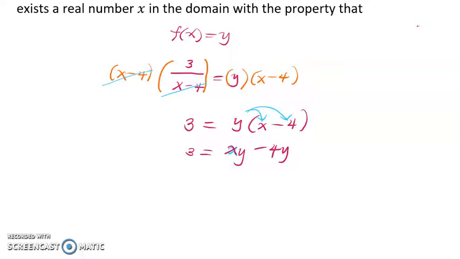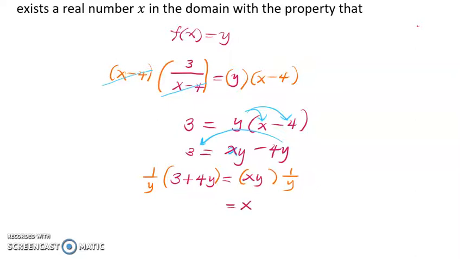Okay, then we solve for x. So we transpose this one here to the other side. That becomes 3 plus 4y is equal to xy. So to solve for x, we divide both sides by y, or just multiply both sides by 1 over y. So on the right side, the y cancels, because y times 1 over y is 1. So you're left with x here.